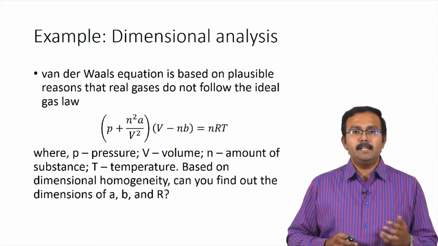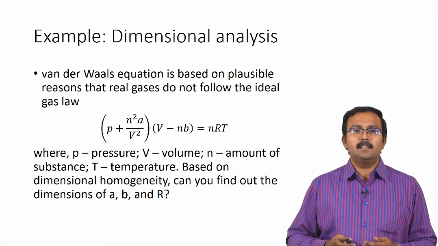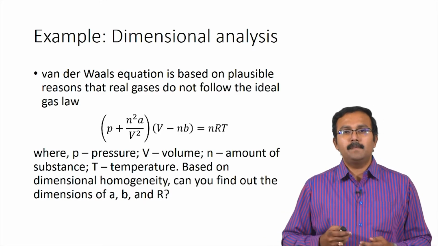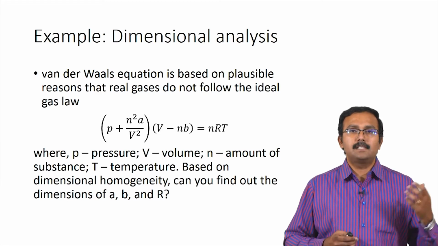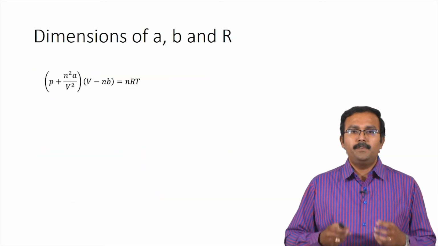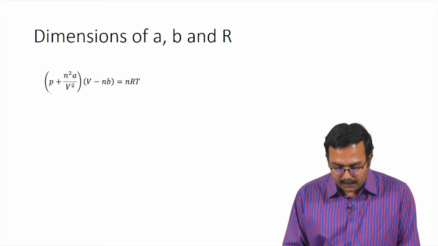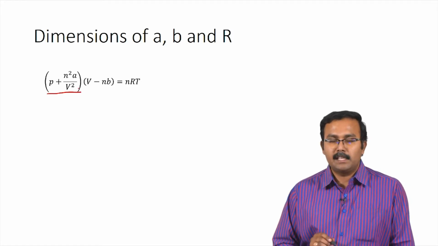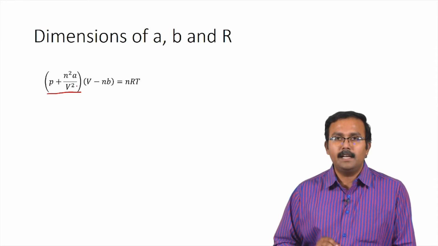Here, P is pressure, V is volume, n is the amount of substance, T is temperature, and based on dimensional homogeneity, you have been asked to calculate the dimensions of the constants A, B and R. So, to do this, we first can take the first term alone. The first term has two aspects: one is the pressure and the other is the term which contains A.